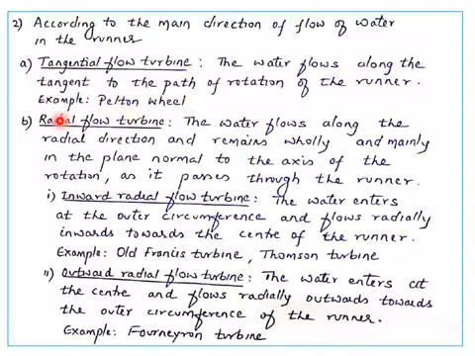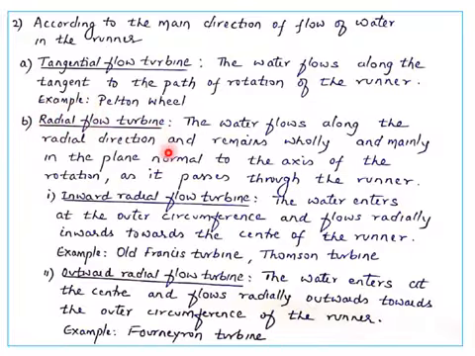Also, in the second case we have what is known as a radial flow turbine. Here water enters radially, either from the outer circumference to the inner circumference or from the inner circumference to the outer circumference. That will be in the radial direction, but remains in the plane which is normal to the axis of rotation as it passes through the runner. Such types of turbines are known as radial flow turbines.